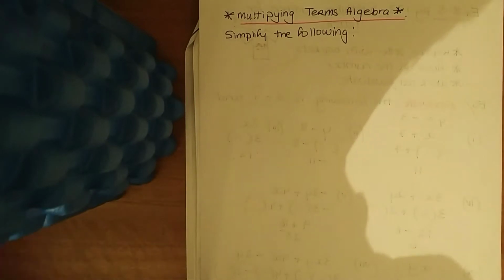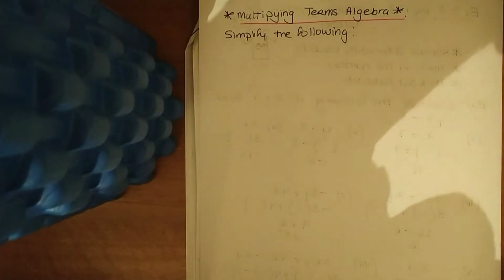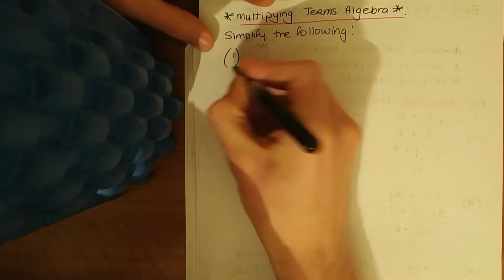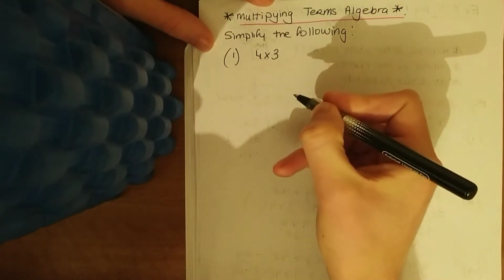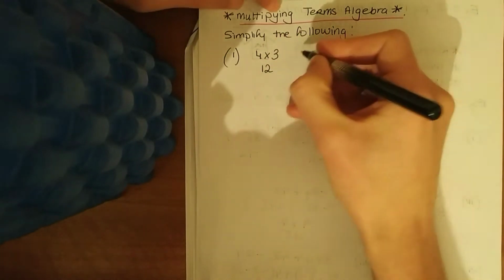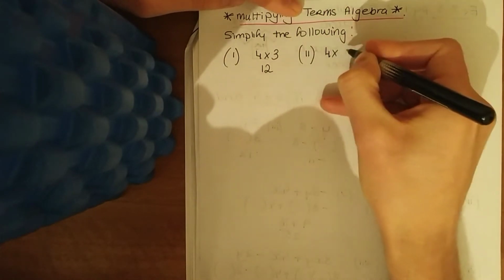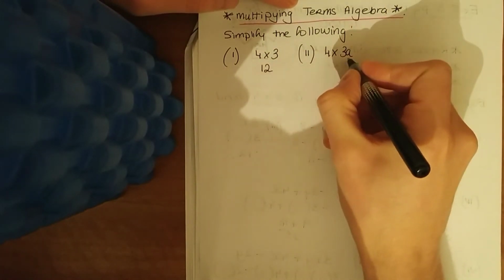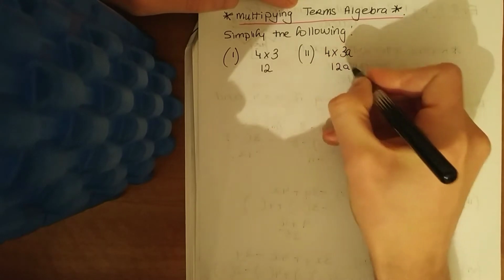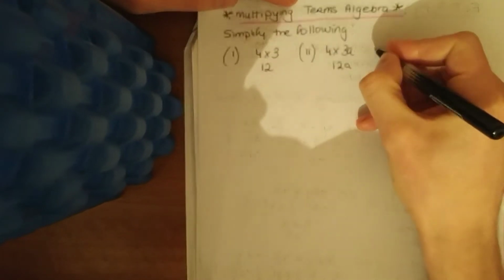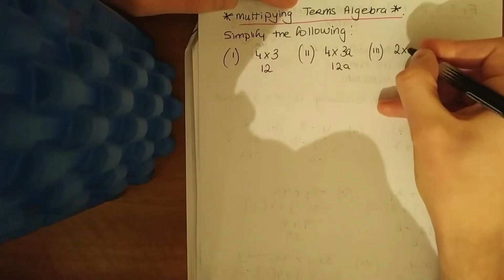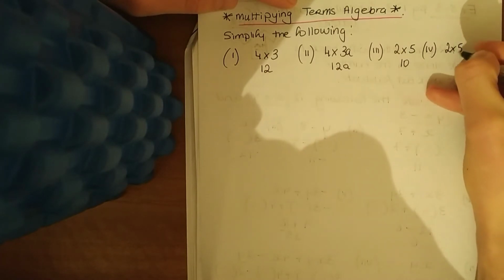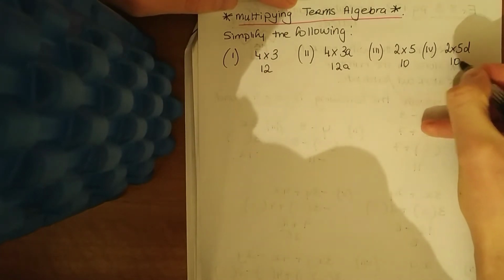Now we'll look at multiplying terms. Multiplying terms in algebra is a wee bit different to multiplying numbers, but with a wee stage extra. If I was looking at 4 multiplied by 3, what do we say we've got? 4 times 3 is 12. So if I had 4 times 3a, what I've got there is 12a. What you do is you multiply your numbers together, and then whatever letters are left, stick them on at the end. So if I had 2 times 5, I have 10. If I have 2 by 5d, what have I got? I've got 10d.